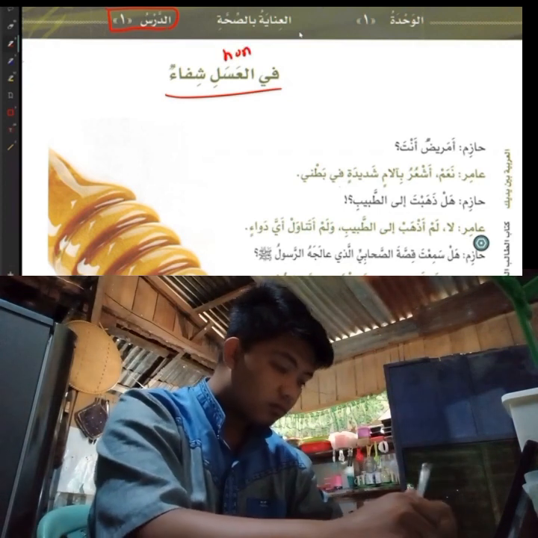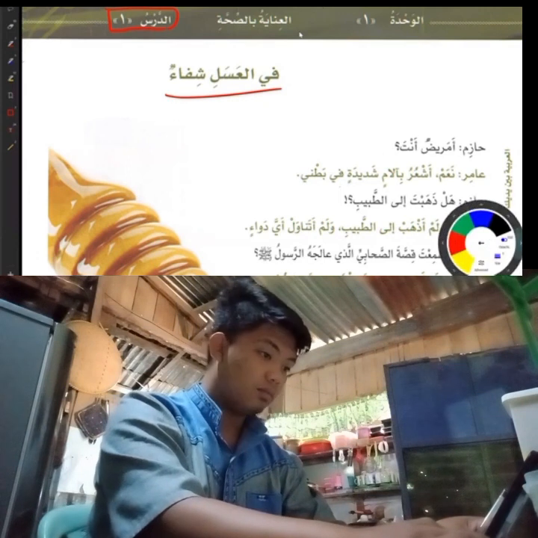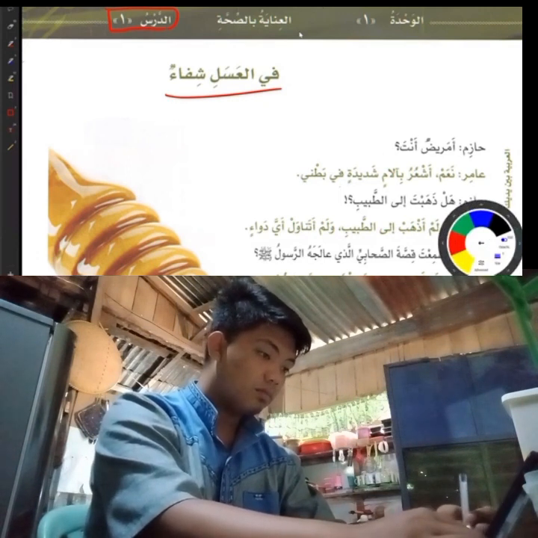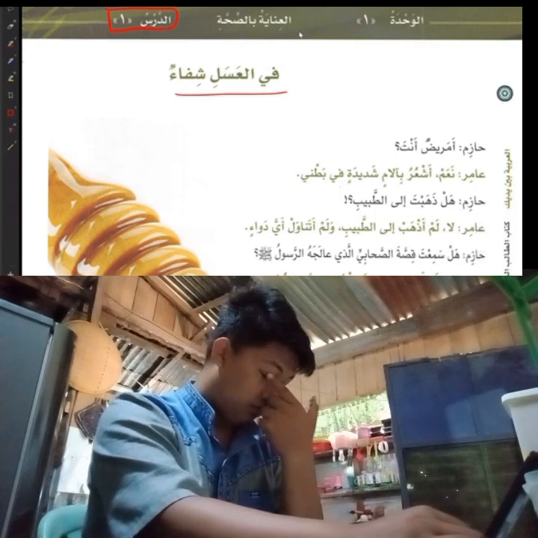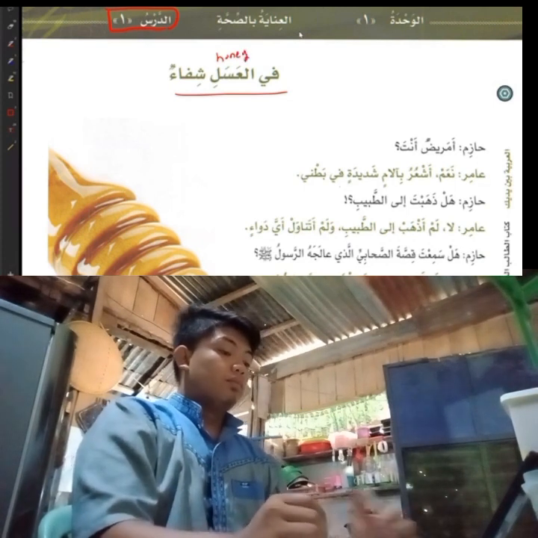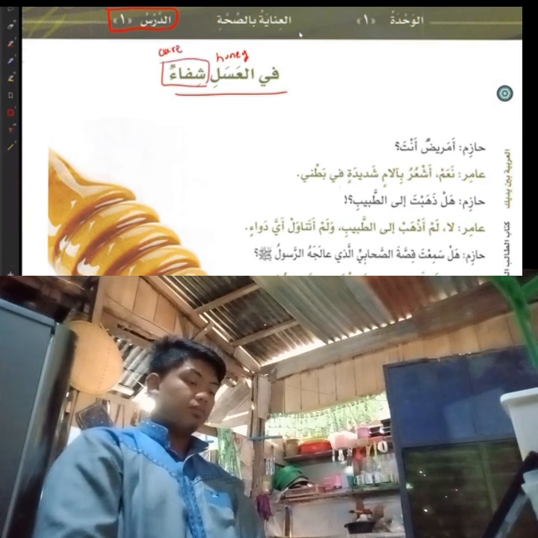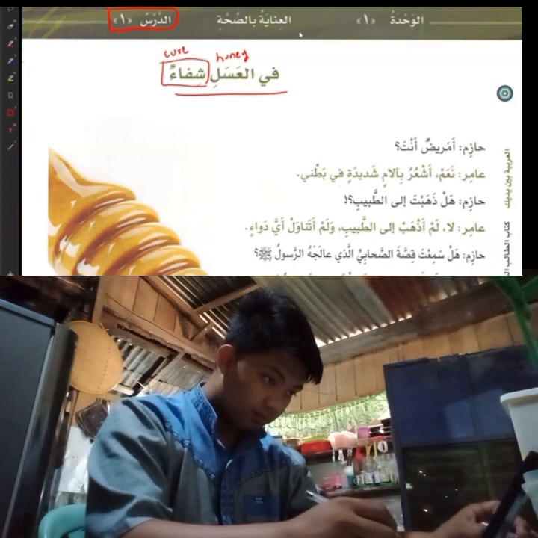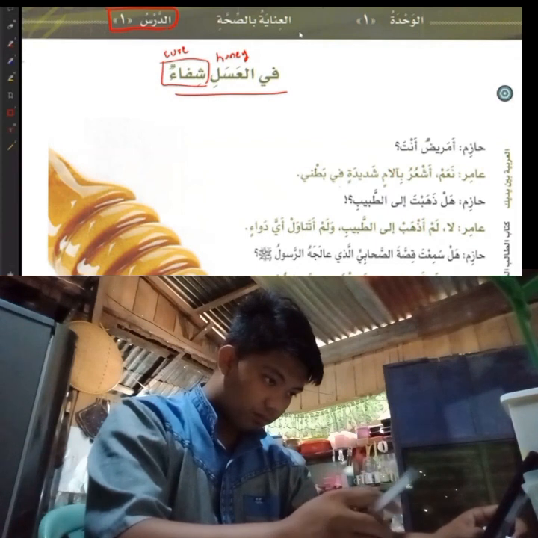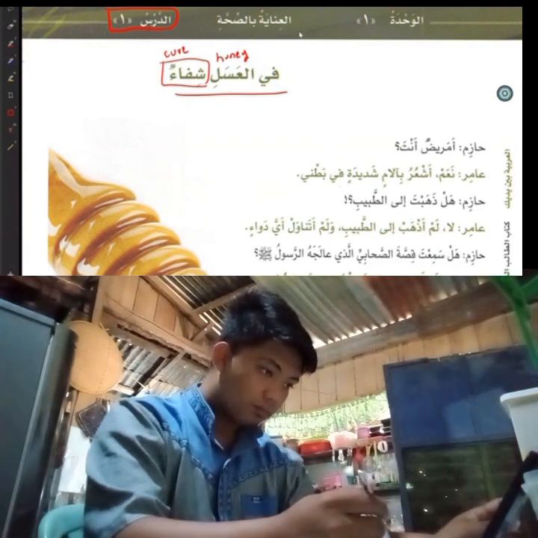Asal is honey, right? Fil asali, in the honey, what? Ash-shifa. Shifa is cure. So you can say in the honey is cure, or you can say there is a cure in the honey. As far as proper English translation, I'm not too worried about it. We just have to understand what the meanings are from the Arabic language perspective, right?